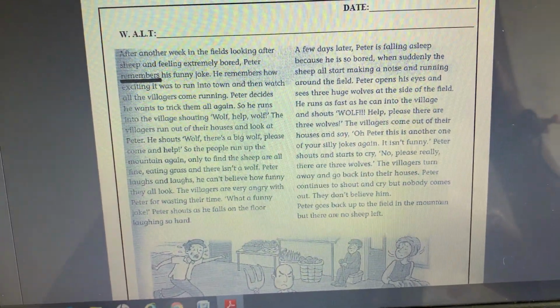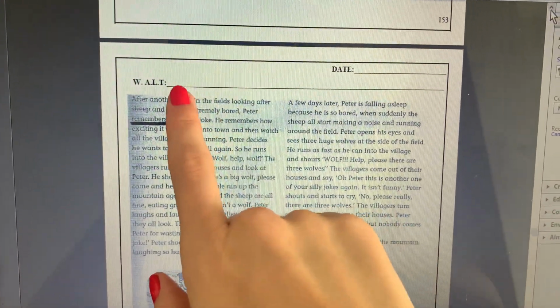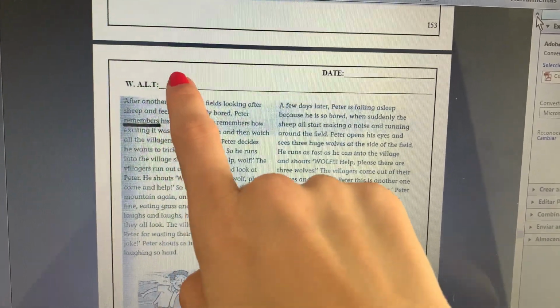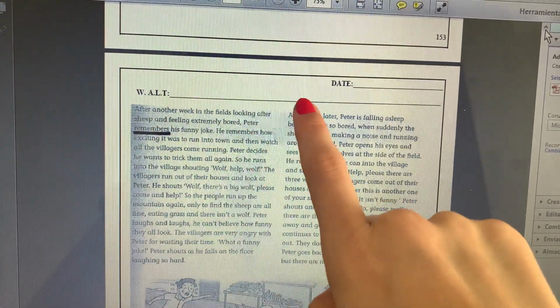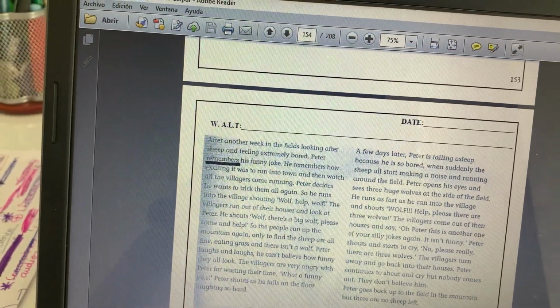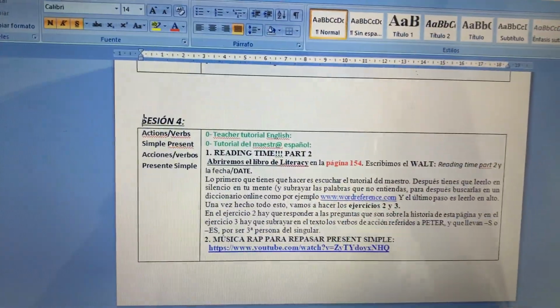Okay, now you need to read it by yourself and then you read it out. I forgot to tell you that here we need to write in We Are Learning To, Reading Time Part 2. Okay? You can write it before you start doing the reading and before you start doing the exercises.